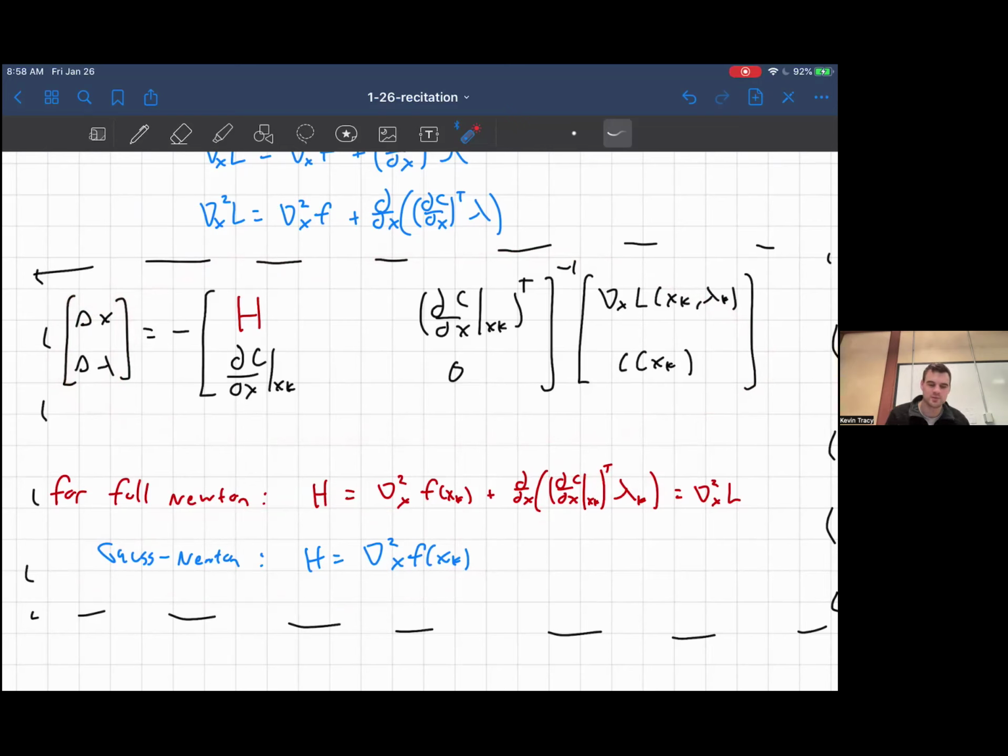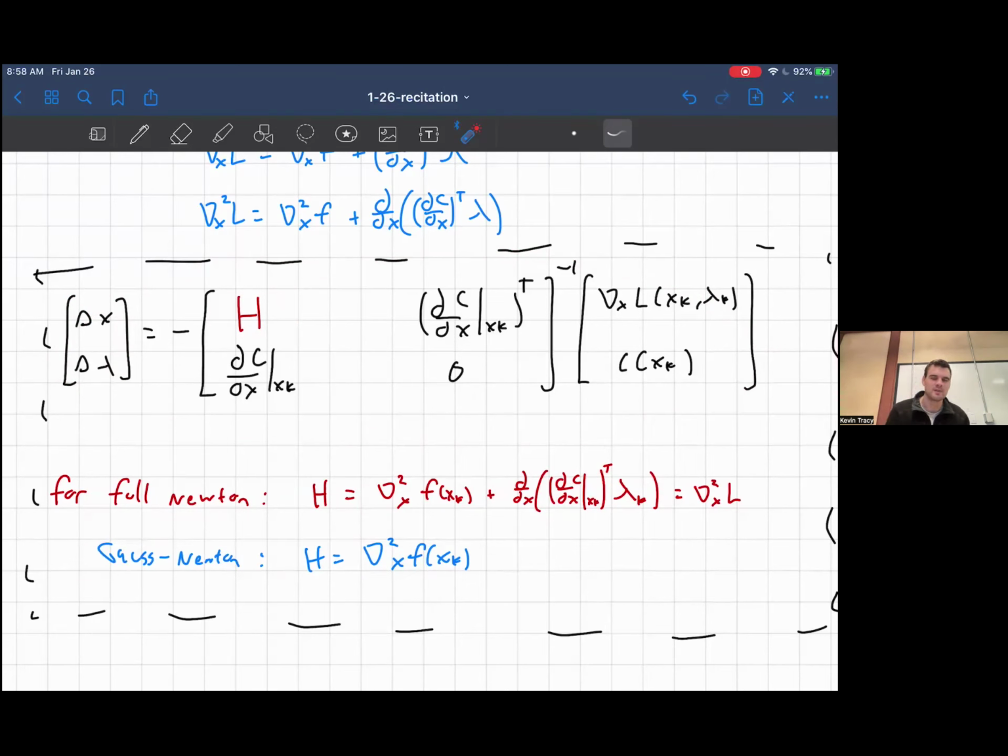And we have two choices for what we do for H. We can either do full Newton, where we get the Hessian plus the cost curvature, which is the true Hessian of the Lagrangian. Or if I want to be, I don't know, lazy or smart, however you want to call it, we use Gauss-Newton, which is where we just form this with the Hessian of the cost function.